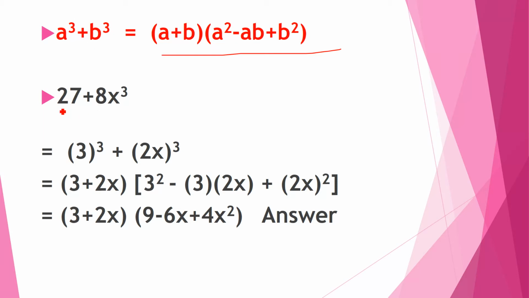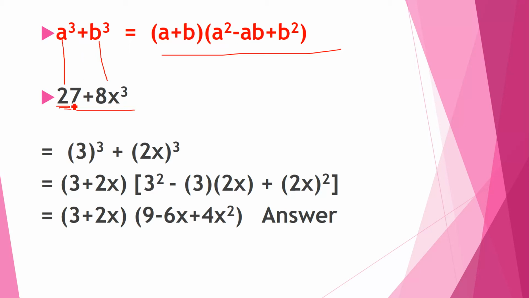So, and you have 2. This is the general formula. Instead of a or b, you can have any integer or any variable. So, instead of a, we have 27 here, and instead of b, we have 8x cube. What you have to do is first make these numbers according to this, in cube form.